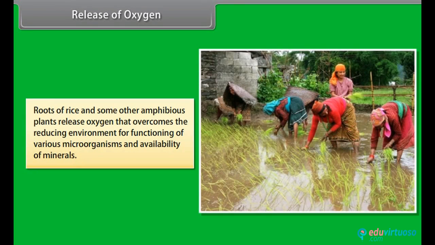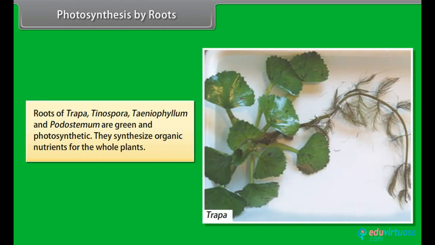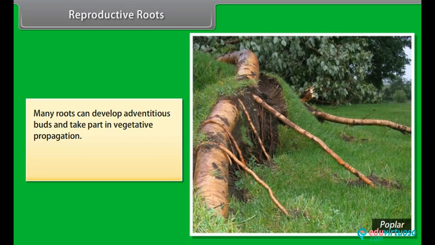Release of oxygen: roots of rice and some other amphibious plants release oxygen that overcomes the reducing environment for functioning of various microorganisms and availability of minerals. Photosynthesis by roots: roots of Trapa, Tinospora, Taeniophyllum and Podostemum are green and photosynthetic. They synthesize organic nutrients for the whole plant. Reproductive roots: many roots can develop adventitious buds and take part in vegetative propagation. Examples: poplar, Dalbergia, dahlia, sweet potato.